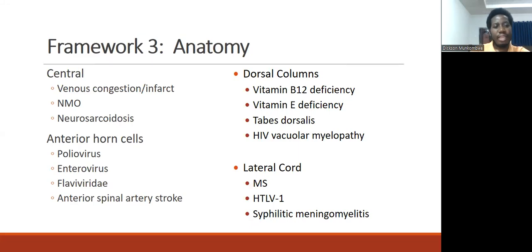So in terms of anatomy, as I think these were already mentioned in the previous slide, if it's central, you think of venous congestion, NMO, neurosarcoidosis. Anterior horn cells, the differential for anterior horn cells, as we discussed earlier on. Then the dorsal columns tend to have a predominance of metabolic and chronic infections. So vitamin B12, vitamin E deficiency, and copper will also come in there. Then in terms of the chronic infections, we have tabes dorsalis and HIV vacuolar myelopathy. The lateral cord tends to have multiple sclerosis, HTLV-1, as well as syphilitic meningoencephalomyelitis.